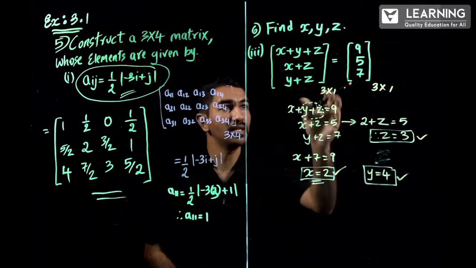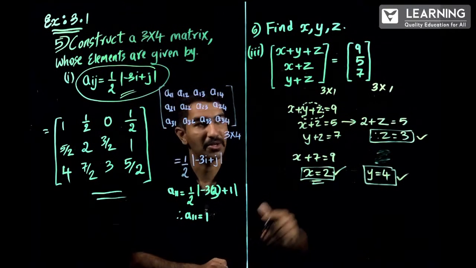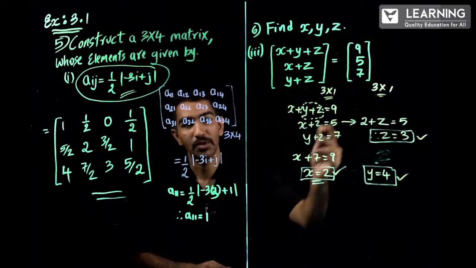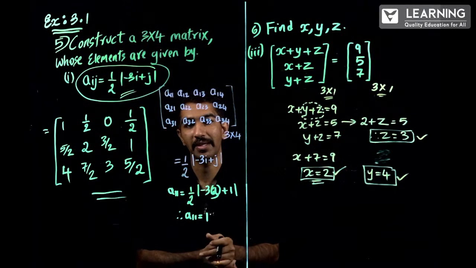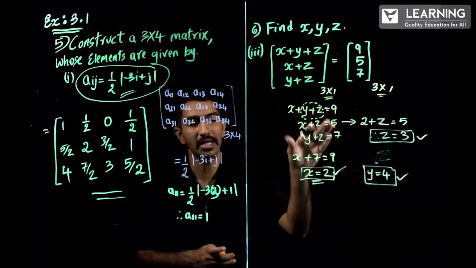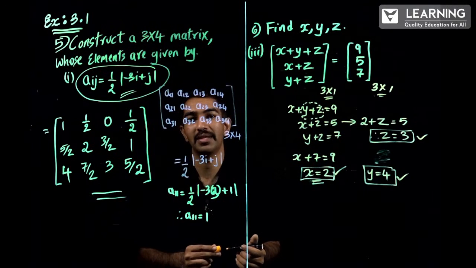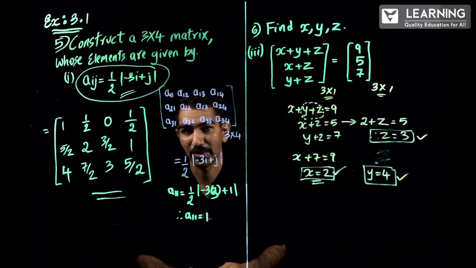So what did we use here? We used equality of matrices because the order of the matrices were same. So we equated the elements and we solved them. So we got the values of x, y, and z respectively. I hope you have understood this. So moving on to the next question.